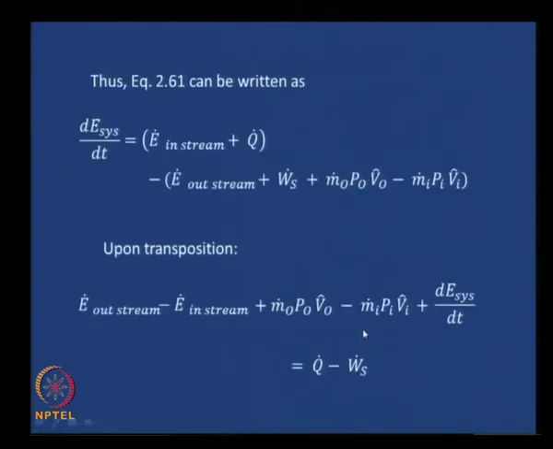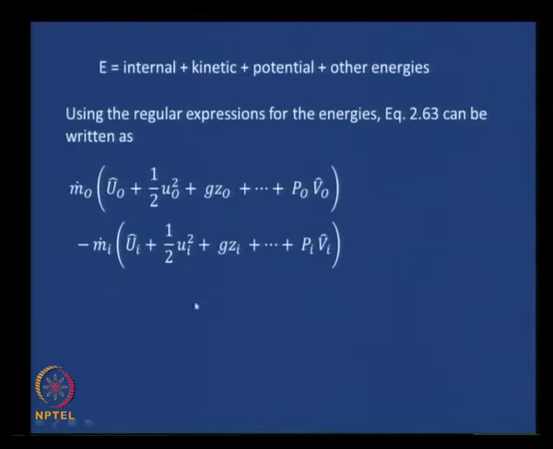Essentially, we have expanded the E of the outlet streams and the E of the inlet streams and then put in the various terms together. We will call this equation 263.